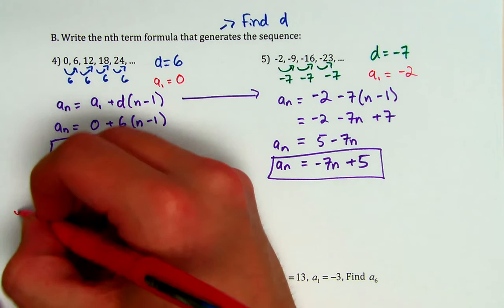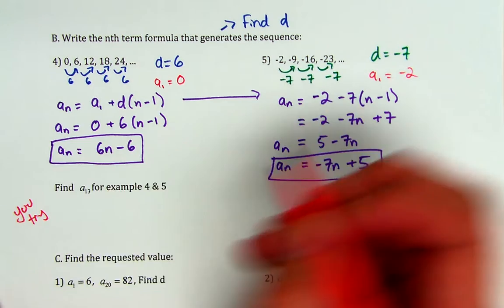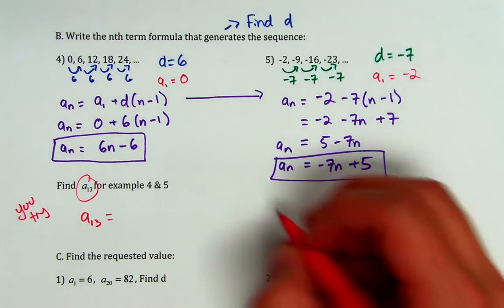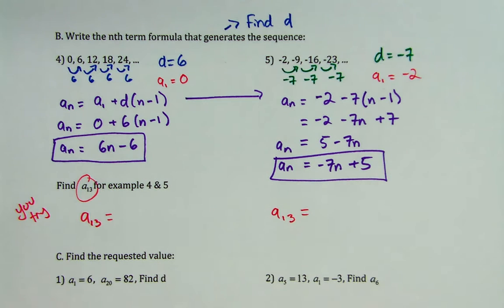Alright, here we go. You try finding A13 for both of those. So we should have A of 13 equals and A of 13 equals.